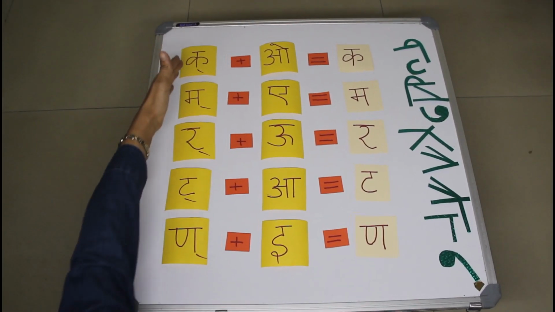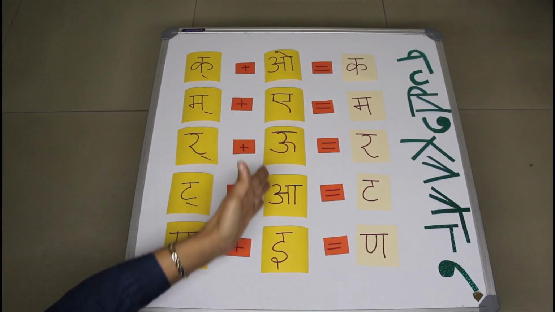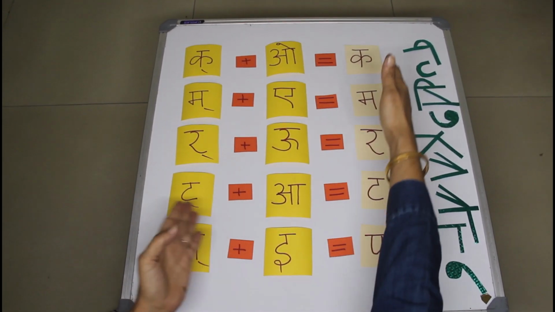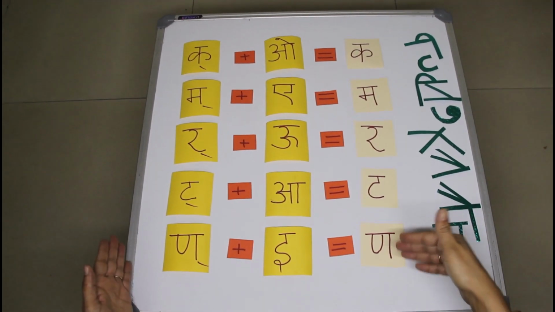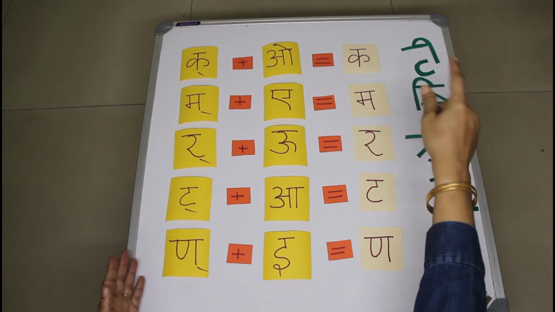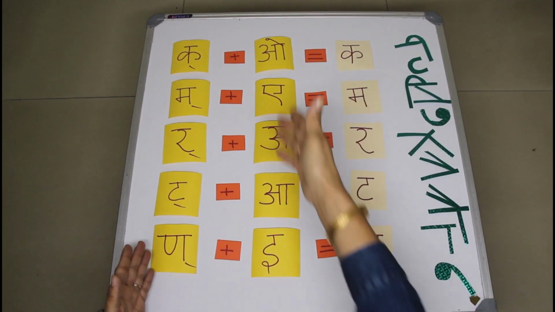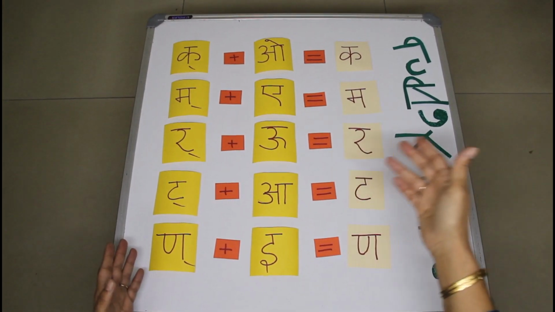I have placed all the vyanjan with the halant first, then a plus and then I have placed the swar. And I have put an is equal to and I have the vyanjan without the halant. Now the idea is to keep the correct matra on the vyanjan. So I have taken only 5. You can take more than this. You can take more than the 5 swar also.